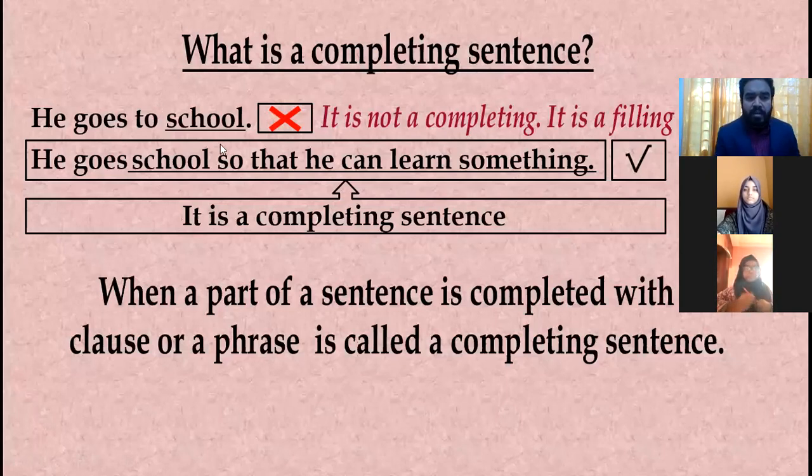So you have observed it, you have seen it here. The first one we have written there only school. This is a word, so it's not a completing sentence. But here we have written a full sentence, that means a clause, so that he can learn something. This is a clause. So this is the way you need to solve this grammar item.